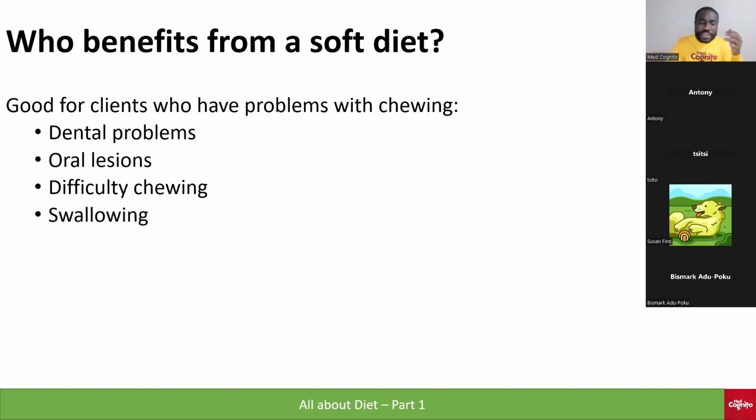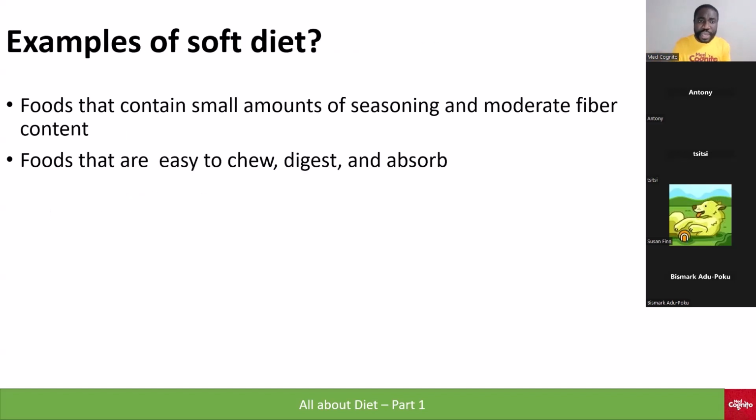People with dental problems, oral lesions, difficulty chewing, difficulty swallowing. Let me say it again. Who gets a soft diet? People with dental problems, people with oral lesions, people who have difficulty swallowing, and people who have difficulty chewing. And what are examples of soft diets? These are foods that contain small amounts of seasoning and moderate fiber content. These are foods that are easy to chew, easy to digest, easy to absorb.